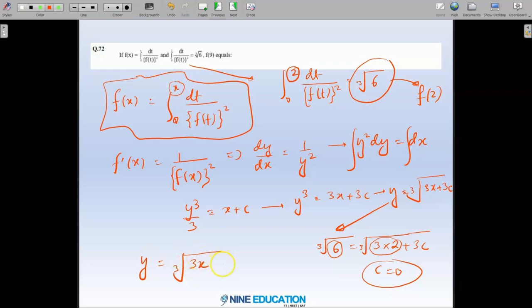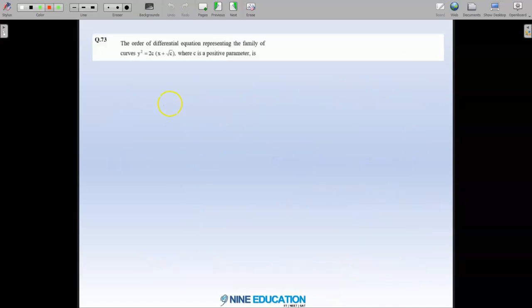So f(9) they are asking. So f(9) will be equal to cube root of 3 into 9, which is cube root of 27, and that answer is again 3. Question number 73.